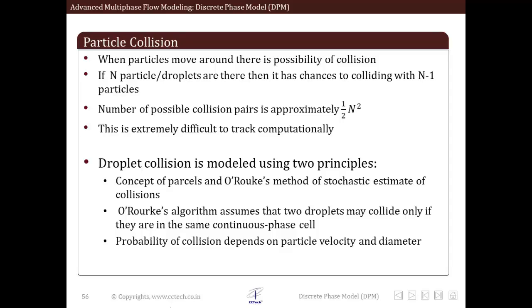Droplet collision is modeled using two principles. The concept of parcels and the O'Rourke method of stochastic estimate of collisions is used. The O'Rourke algorithm assumes that two droplets may collide only if they are in the same continuous phase cell. So this is the rule that is used for modeling collisions. Probability of collision depends on particle velocity and diameter. The outcome tends to be coalescence if the particles collide head-on and bouncing if the collision is more oblique.